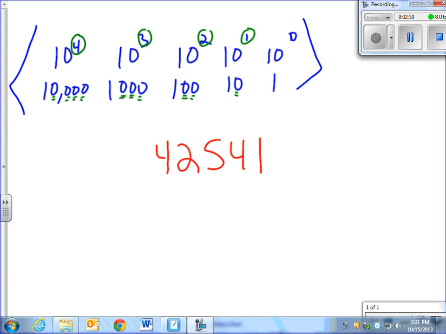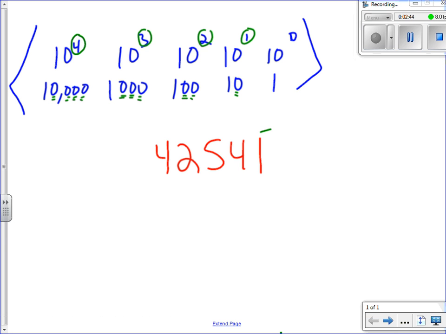Okay, so the second problem here talks about what is the relationship between the 4s in the number 42,541. Once again, well, a couple ways to do this. And once again, we can do the 1 is going to be 10 to the 0, 10 to the 1, 10 to the 2, 10 to the 3, and 10 to the 4. Okay, because 10 to the 4 is 10,000, and I have 4 of those, so I have 40,000.